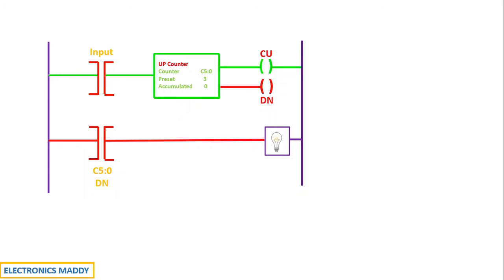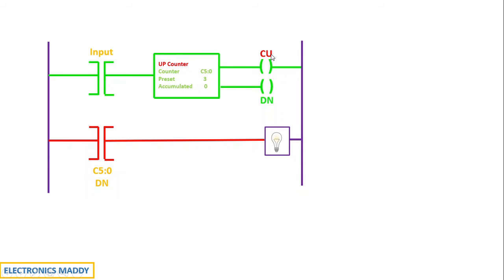Again, when you press the push button switch, what happens? This gets energized again and a count value of 2 is counted. Again, when you press the push button switch, a count value of 3 is counted, and after 3 is counted over here, the accumulated value is equal to the preset value. When this happens, the done bit goes high. I hope this point is clear.